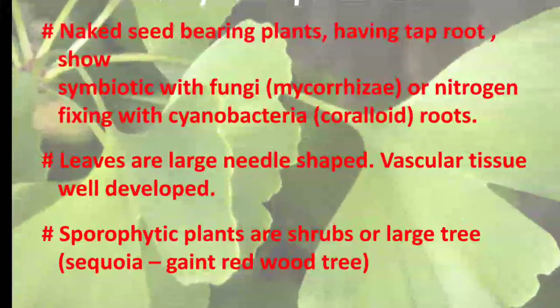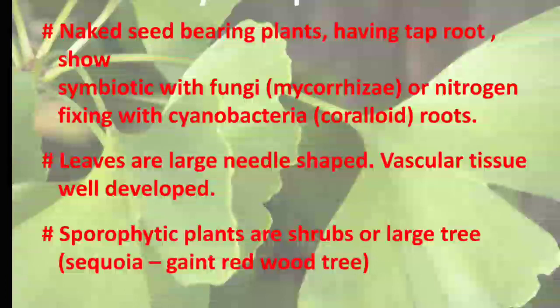gymnospermic plant. The leaves of the gymnospermic plants are needle-like, because mostly these plants are found in hilly areas where there is a lot of snowfall. So leaves are needle shaped to avoid deposition of snow during the snowfall. Well developed vascular tissues are there, meaning the xylem and phloem, an entire vascular system that is fully mature. And they are sporophytic plants, meaning the plant contains spores for the purpose of reproduction.